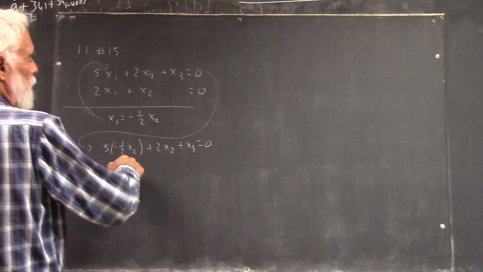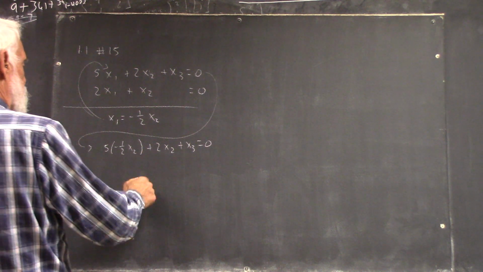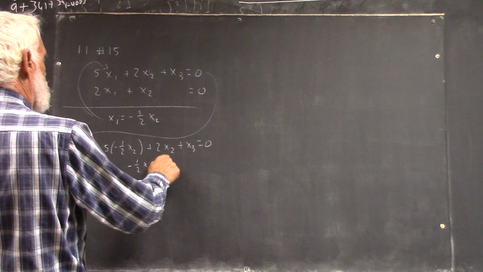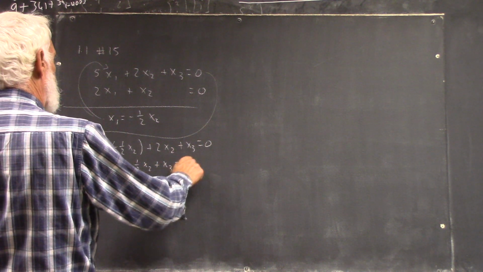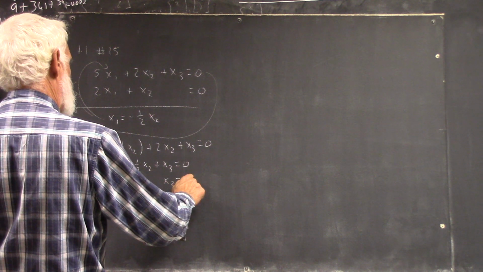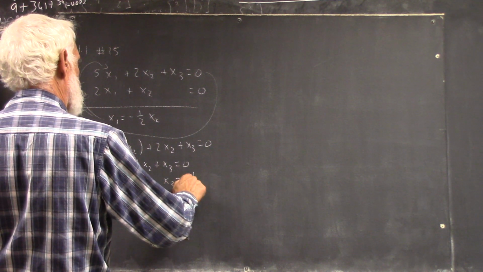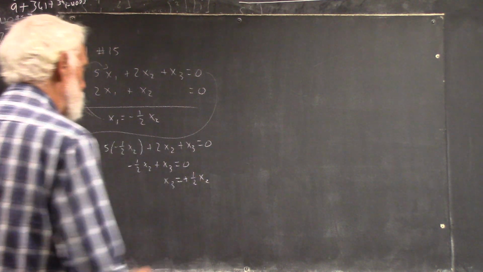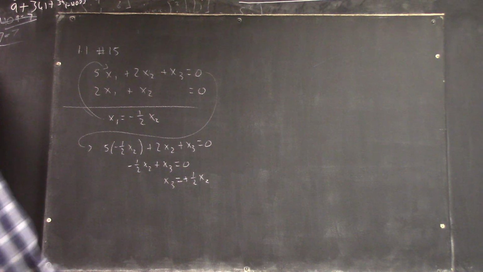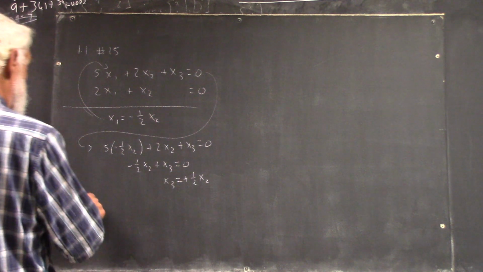And that gives you, well, that's negative 5/2, and that's 2, so you get negative 1/2 x2 plus x3 equals 0, so that x3 equals plus 1/2 x2. Okay? And then your solution is, and you wrote down the right solution, everybody wrote down the right solution. Okay? So x2 is going to be a free variable.